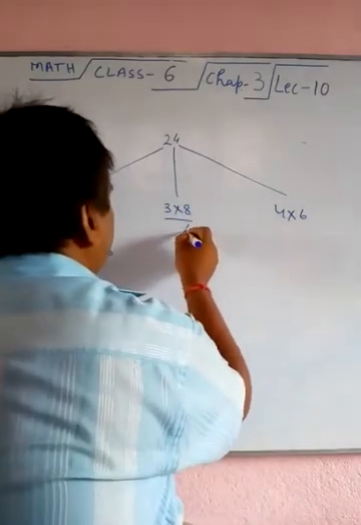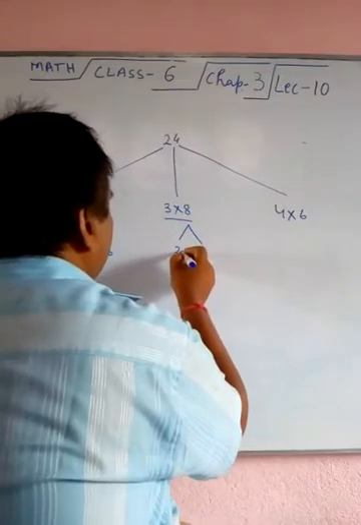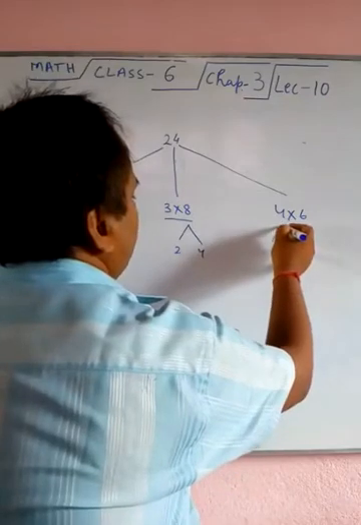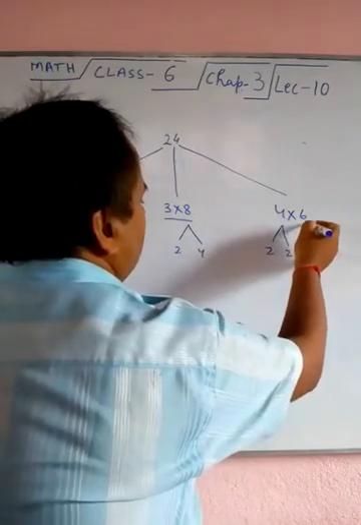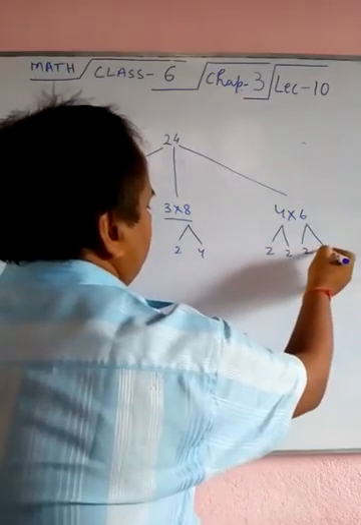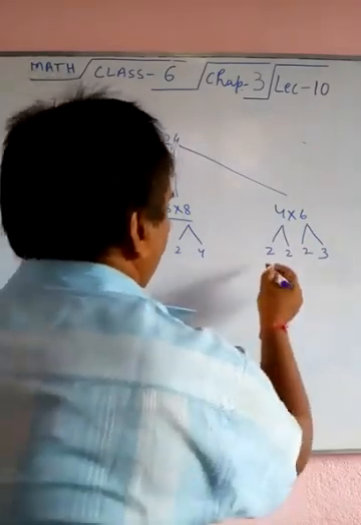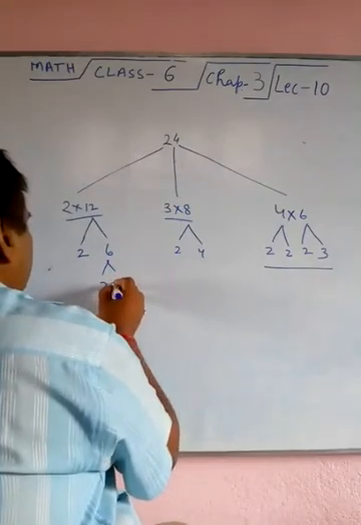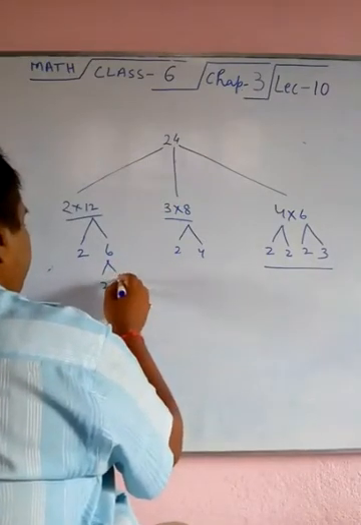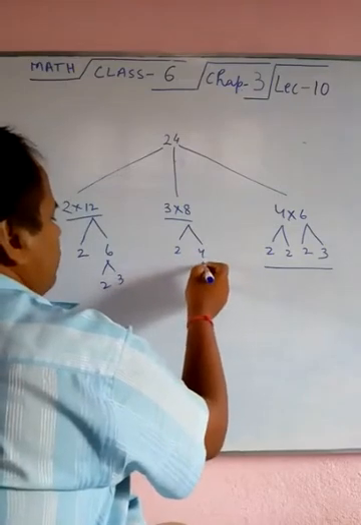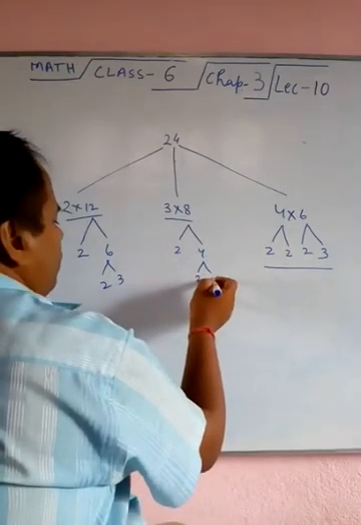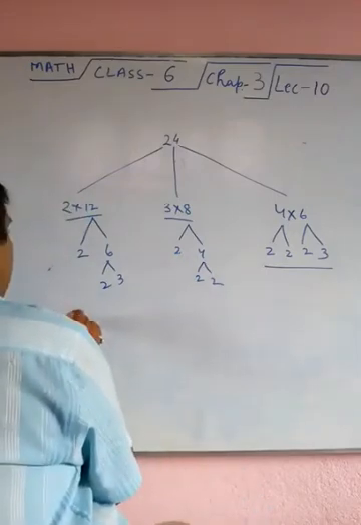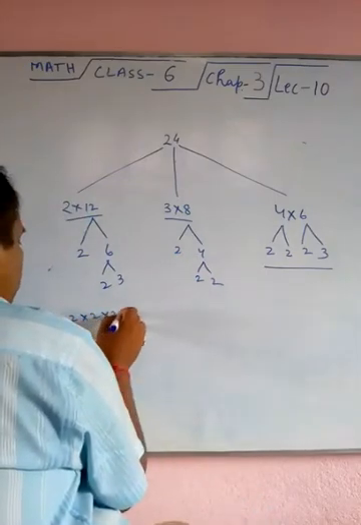3 is a prime, so you write it as 3. 2 into 4, and here you can write it as 2 into 2, and here 6 is 2 into 3. So all are here primes. Here you just go through 2 into 3, 2 and 3, and here it is 2 into 2. So here 24 is equal to 2 into 2 into 2 into 3.